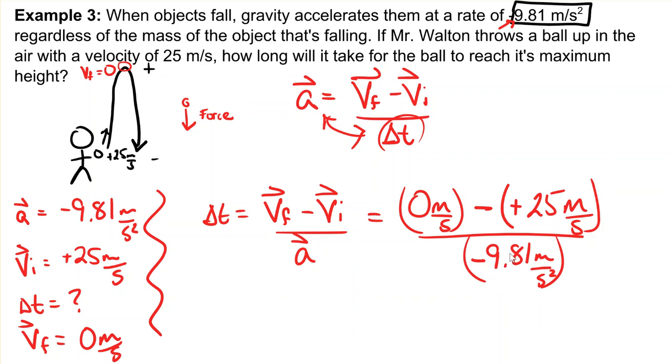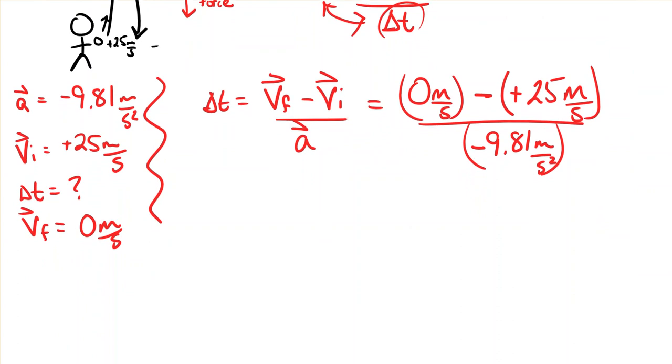Now, it is actually pretty critically important that we get used to having negatives in here. So what's 0 minus positive 25? Well, that's just negative 25 on top divided by negative 9.81. The negative and the negative are actually going to cancel out. And so that's going to be important a little bit later on. Here, let me just do that in a different color so that people looking at the notes kind of understand a little bit more.